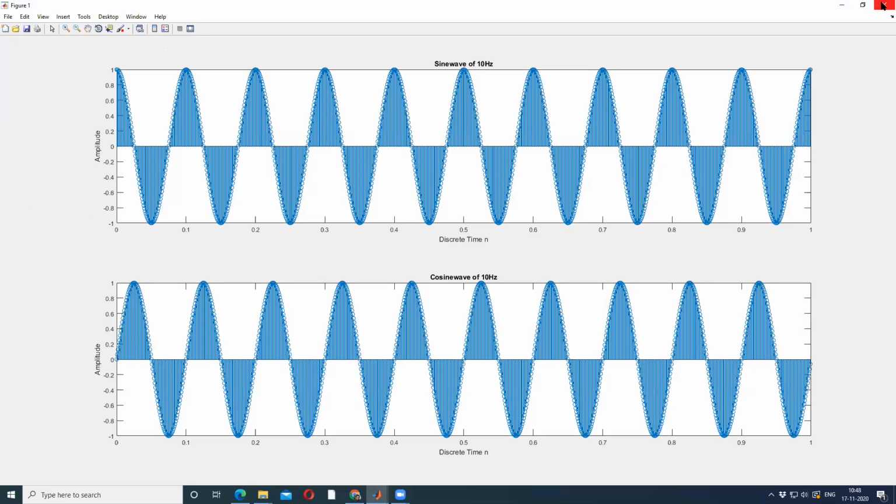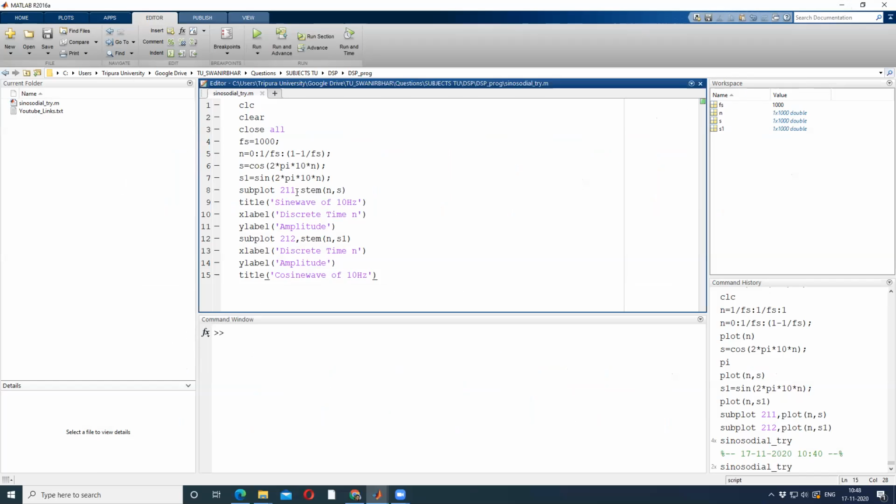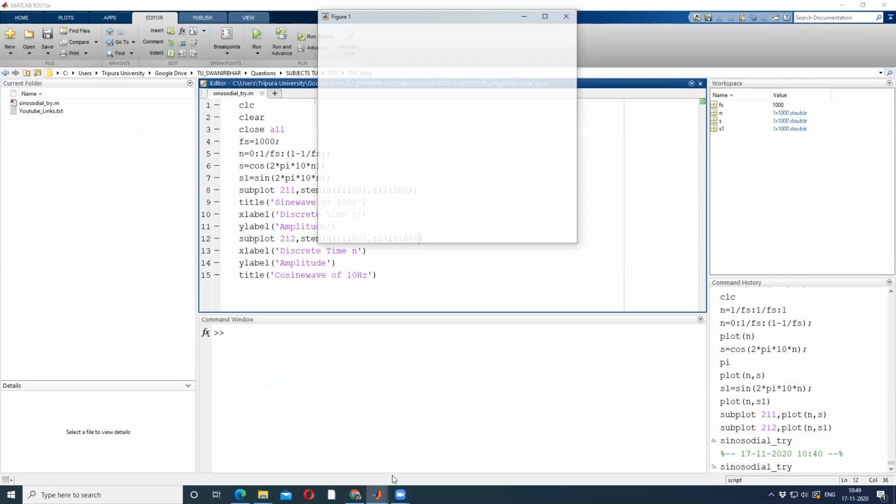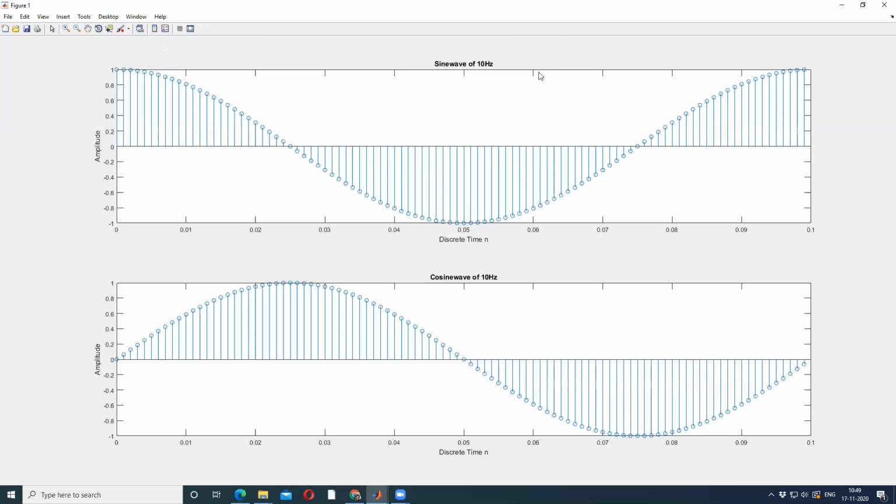If you want to see it in a much clearer way, I minimize this and change the time period which we are plotting, where we are plotting the whole sequence of 1000 points. Let me plot only 1 to 100. Here also 1 to 100. As it is a matrix, the sizes have to match. The same thing will repeat here, 1 to 100, and here also 1 to 100. I run it. So you see, this is the wave.